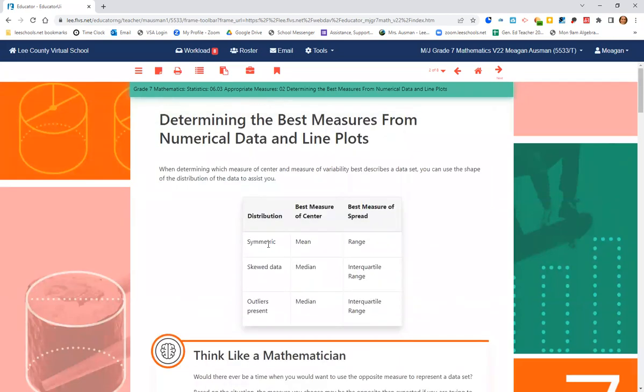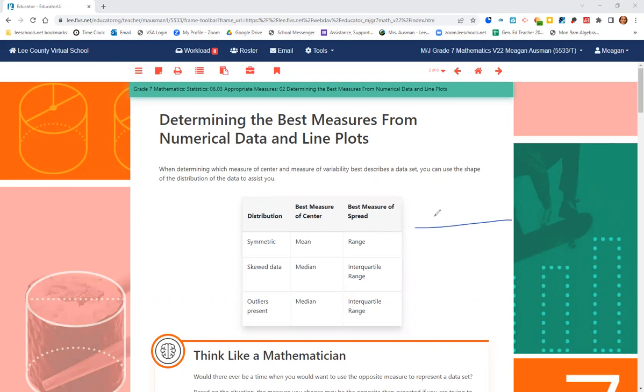So we have determining the best measures for numerical data and line plots. When determining which measure of center and measure of variability best describes a data set, you can use the shape of the distribution of the data to assist you. So what that means is if the distribution is very symmetric, so the same amount on the left side, the same amount on the right side, the best measure of center would be the mean. The best measure of spread would be the range. Okay, so just in case you're not sure, a measure of center is mean or median. A measure of spread is range or interquartile range.